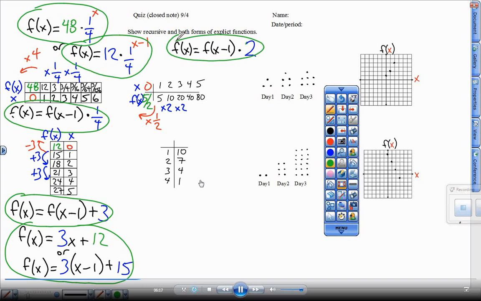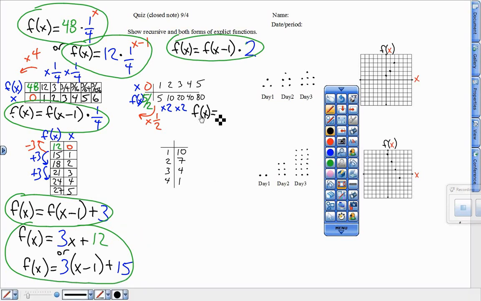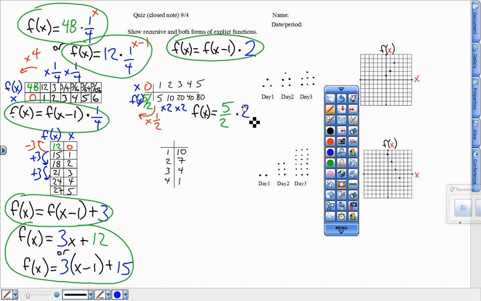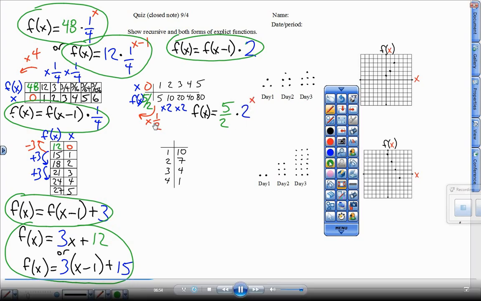All right, now both forms of explicit. I want you to use either the f of 0 term times r to the x, where I replace that f of 0 term with what it is, 5 halves. I put that 2 in there for r. So when I replace those, don't write that. That's not the equation. That's just the generic form. I want the 5 halves put right there times 2 to the x power. I'm sorry, don't use a half. That's my mistake. Use the one going to the right, 2 to the x power.